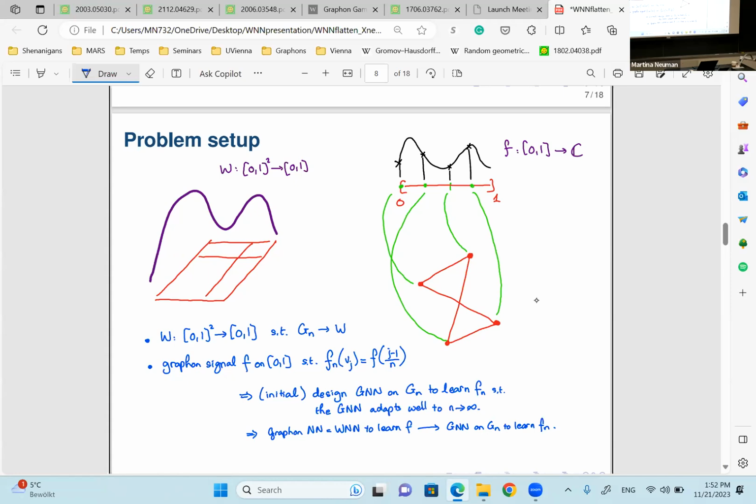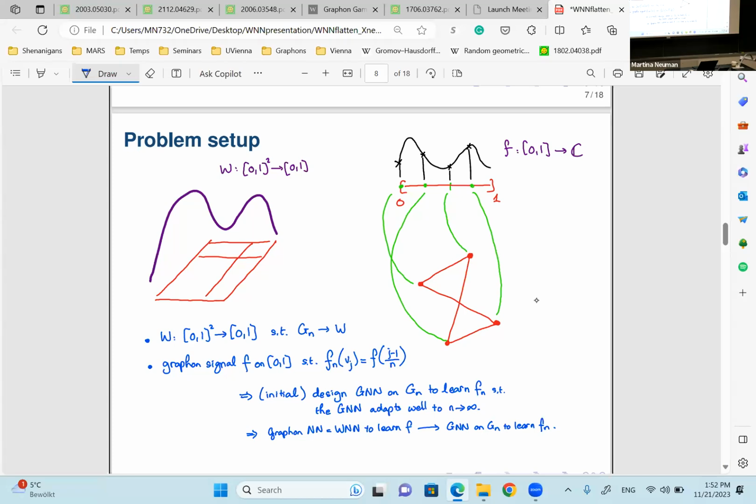On each GN here, I do have a graph signal Fn. I want to build a graph neural network on each GN that could learn not only Fn well, but also adapt well to the change in the number of nodes. Are we okay here? Okay.